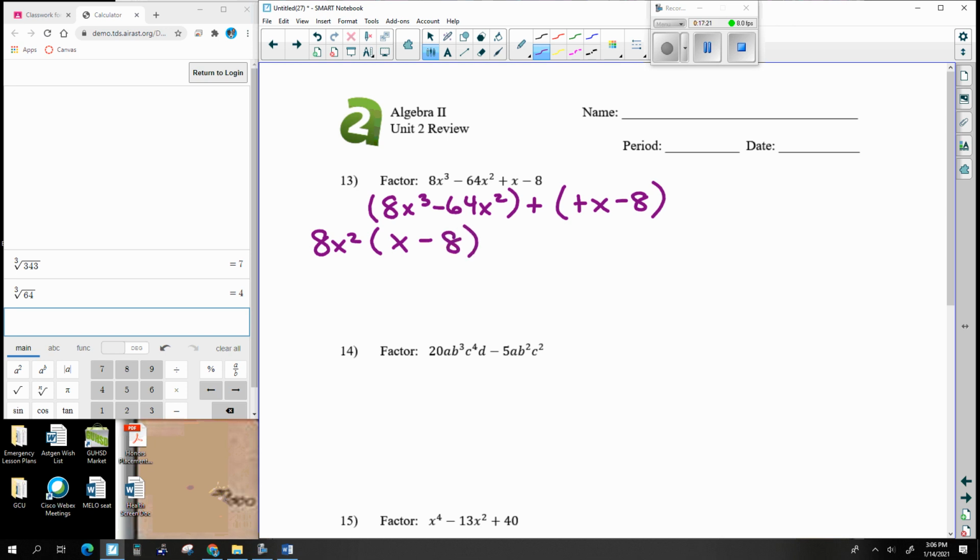Here, I can't take out anything, but I must. So when you must, you can take out a 1. You have to take something, so you take out a 1. Now, that doesn't change anything, but that's okay. So now the outside stuff is an 8x squared and a positive 1, which is A-okay. And then we have an x minus 8.